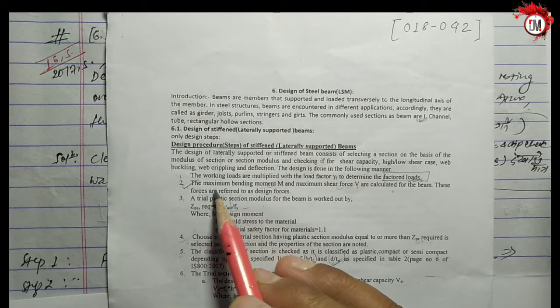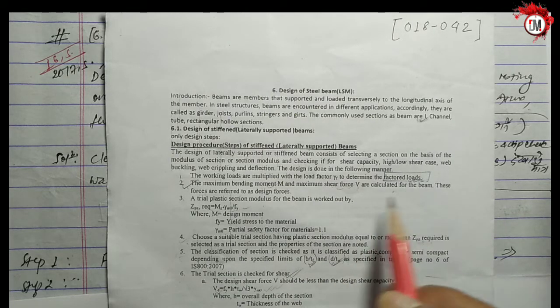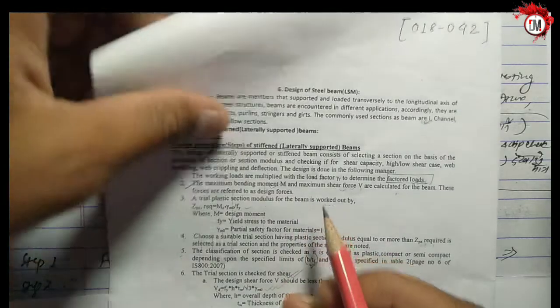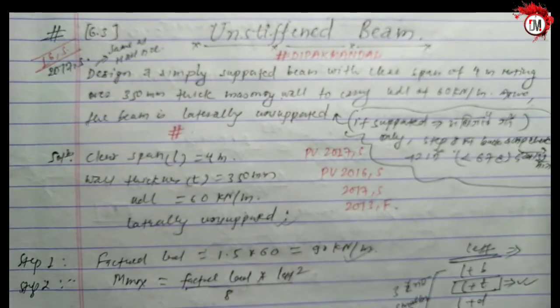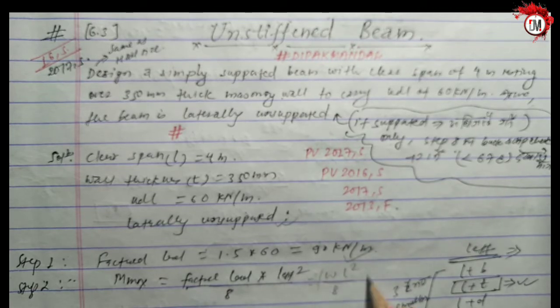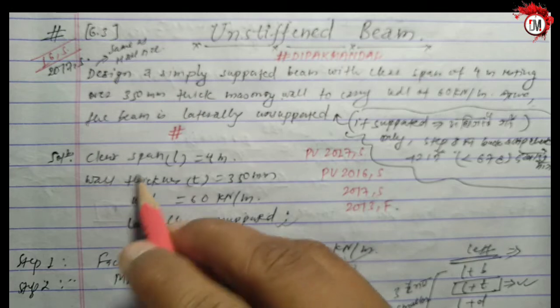In the second step, the maximum bending moment M and maximum shear force V are calculated. For the beam, these forces are referred to as design forces. So now we have to calculate the design forces, that is the maximum bending moment M and maximum shear force V. The basic formula of maximum bending moment is factored load into L square by 8, that is W L square by 8. Here W is the factored load and L is the effective length, divided by 8. Here we have W equal to 90 kilonewton per meter, and L is given here.